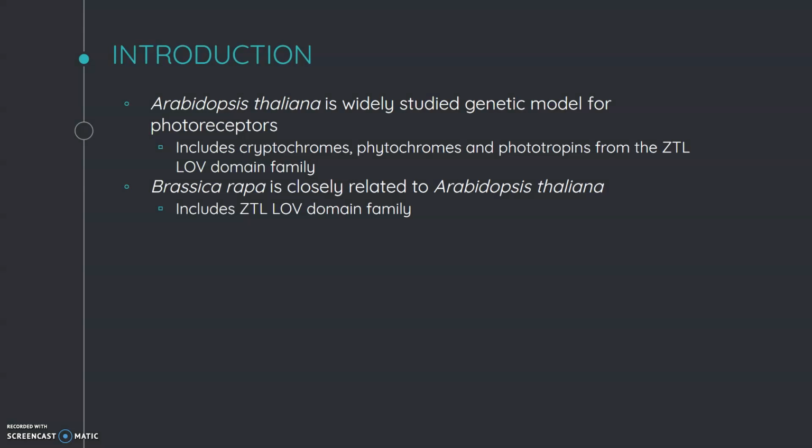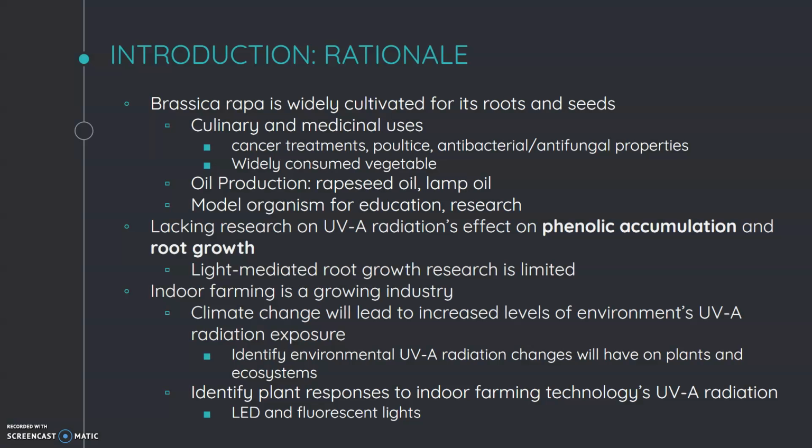While Arabidopsis thaliana is the widely studied genetic model for photoreceptors, as they include the ZTL-LOV domain family, which includes cryptochromes, phytochromes, and phototropins, I used Brassica rapa because it was more readily available, and it was closely related to Arabidopsis thaliana. My rationale was that Brassica rapa is widely cultivated for its roots and seeds. It has many culinary and medicinal uses, as, for example, it's used in cancer treatments and as a poultice for burns. And it's a widely consumed vegetable around the world, and it's also known for oil production.